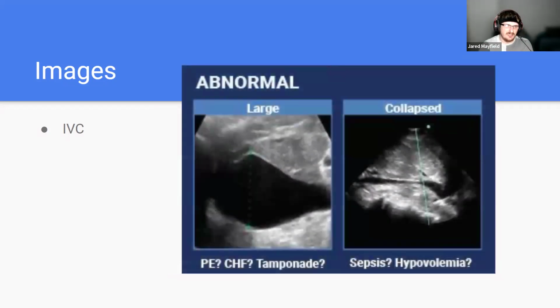And obviously this is abnormal, and the large picture on the left is an obvious picture of what a massively dilated IVC looks like. Again, here you want to think of PE, heart failure, tamponade, pneumothorax. And then on the right side, you can see that that IVC is completely collapsed, and both walls of the lumen are basically touching. And this is things like hypovolemia or sepsis.